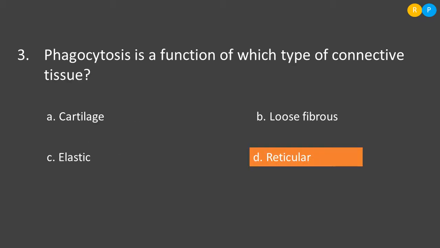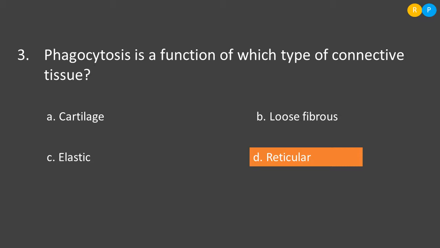It's our third question. Phagocytosis is a function of which type of connective tissue? Usually the function of connective tissue is to connect one tissue to another tissue, or tissue to organ, or organ with organ. In our body there are some connective tissues that help in phagocytosis. So what is the meaning of phagocytosis? Phagocytosis is nothing but cell eating.